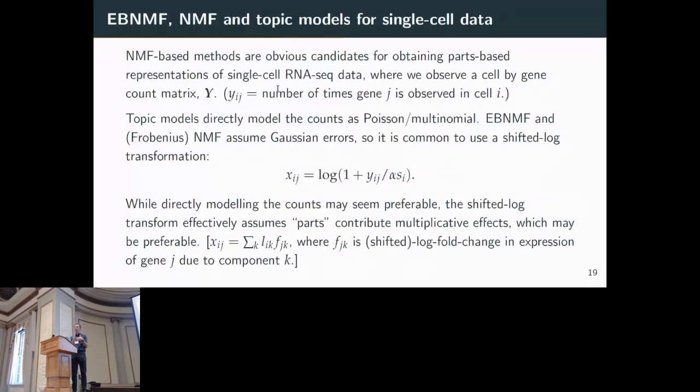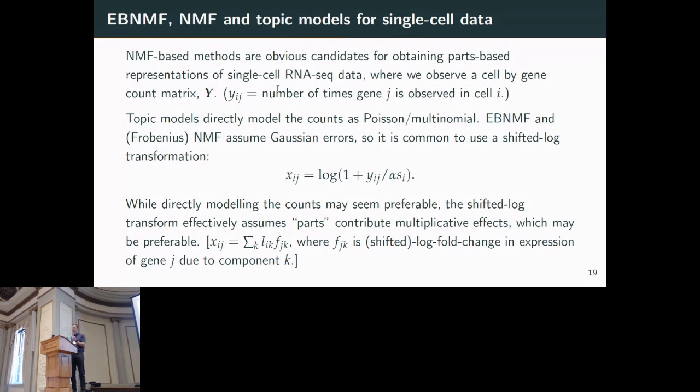So let's go back to the single cell RNA-seq application that I briefly mentioned. I think that non-negative matrix factorization based approaches are obvious candidates for providing interpretable parts-based decompositions of single-cell RNA-seq data. The data that you observe there are counts. The rows in my case are cells, the columns are genes. So Yij is how many times did I see gene J in cell I?